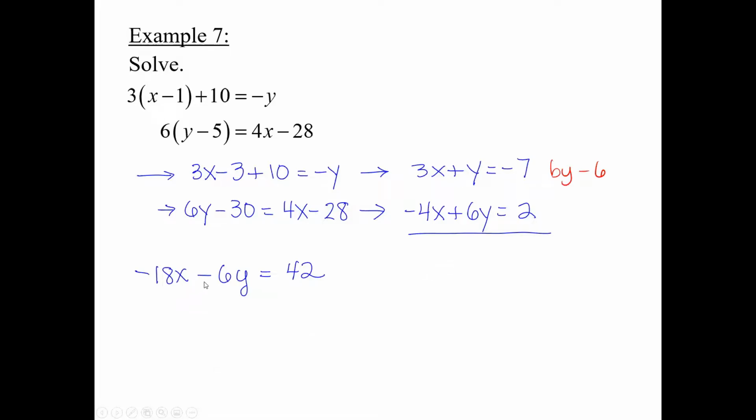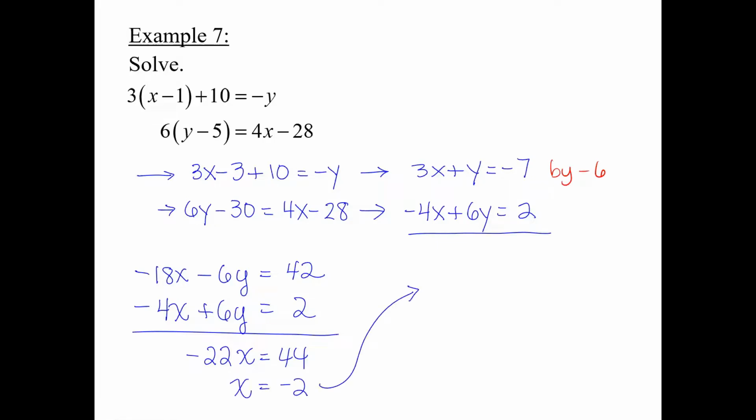Okay, so we get -18x plus -6y equals 42. The second equation remains the same. We add the equations. This negative and positive 6y cancel, leaving us -22x equals 44. With that, we get the solution x equals -2.